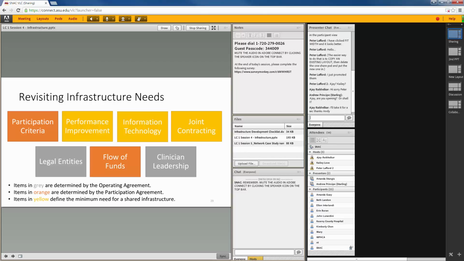But the elements in the yellow really form the most important areas for there to be shared development of shared infrastructure. The performance improvement, managing the performance expectations, the information technology needs, the joint contracting really are the sweet spot for a network's shared infrastructure.